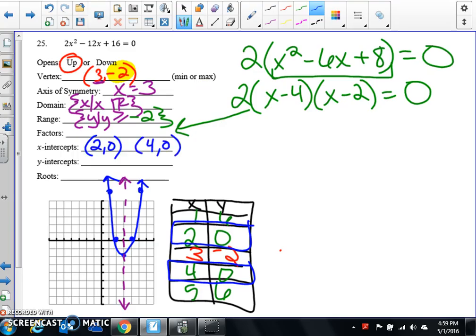My y-intercept is my constant, which is 16. And then my roots are the same thing as solutions, same thing as zeros. So I would just say 2, 4.